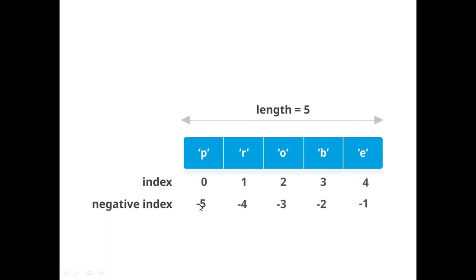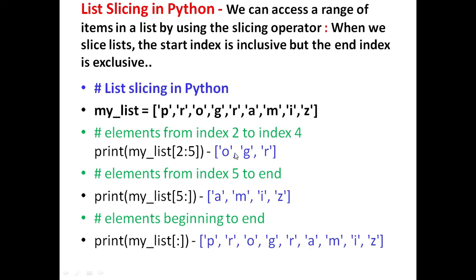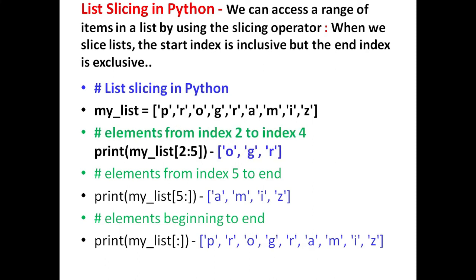We can access a range of items in a list by using the slicing operator. When we slice the list, the start index is inclusive but the end index is exclusive. Here we will see an example. Here my list is defined with data PROGRAMIZ, and if we want to print the elements from index 2 to 4, we will use print mylist 2, the slicing operator, and 5, it will print OGR. Since the second index is O, 3 is G and 4 is R.